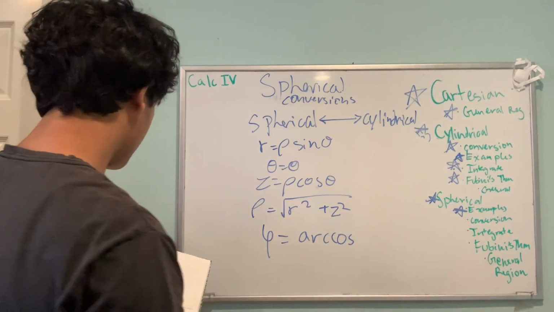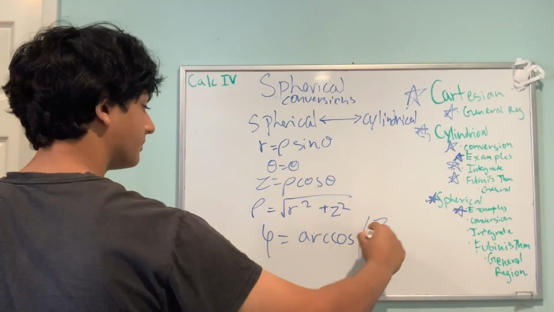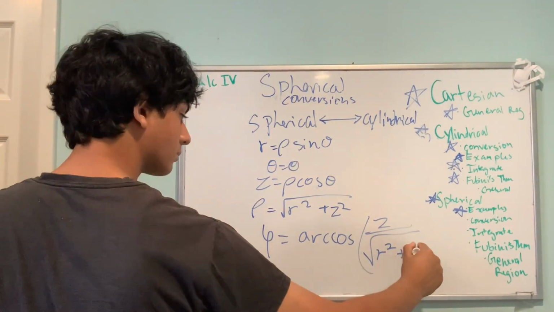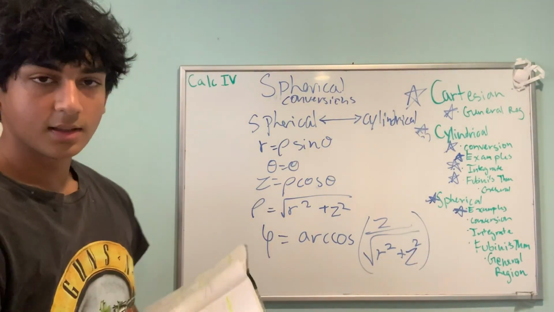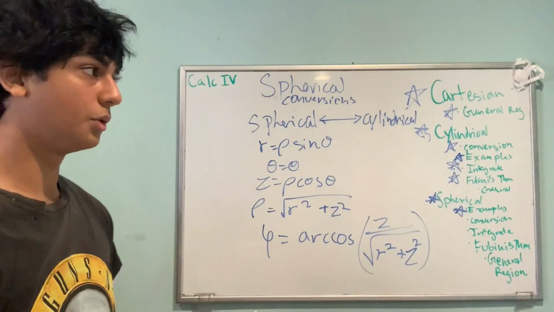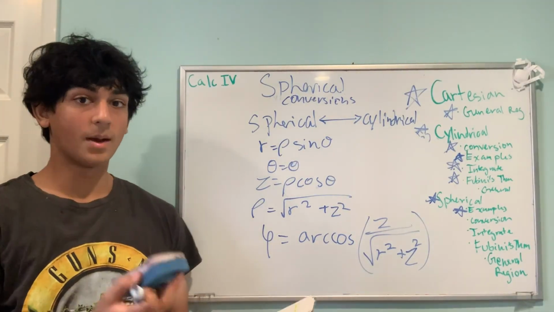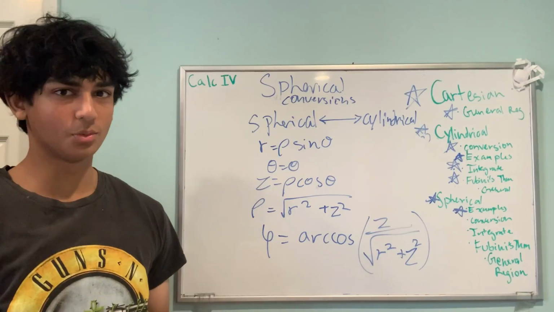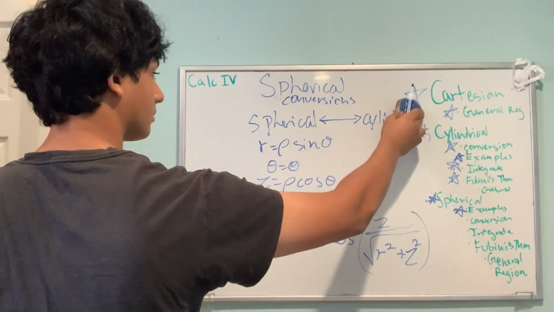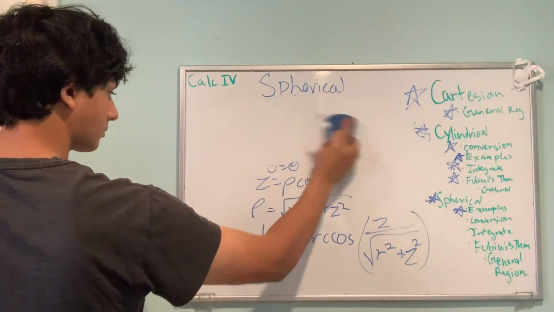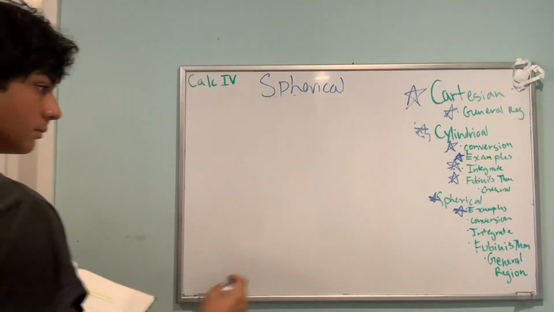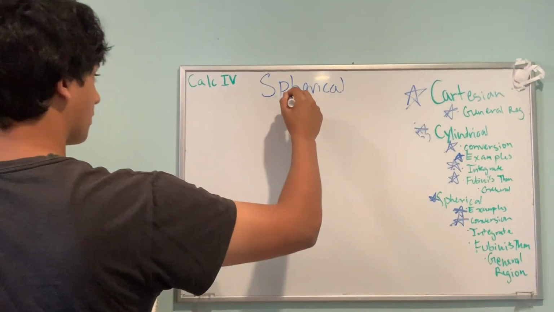Phi becomes arc cosine of z over the square root of r squared plus z squared. This is also really important to know. I suggest if you can't have a cheat sheet during your exam, memorize these formulas because you do not want to be deriving them in the middle of the test. It's just a waste of time. That wraps up conversions. Now let's integrate.